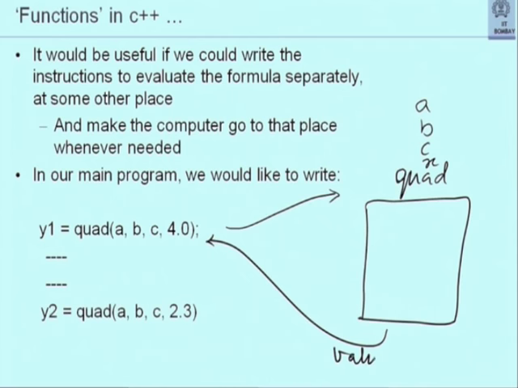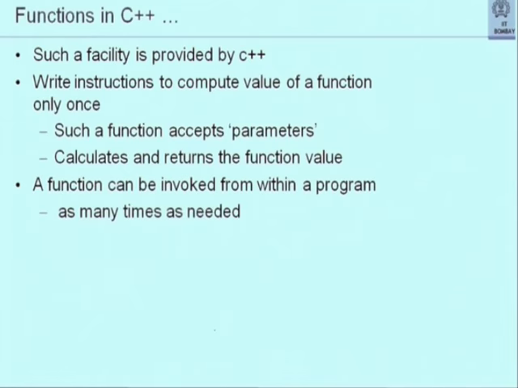Some value. There will be one value which will be written by this one. Next time when I call it again, it will go to the same code and will come back this time with a different value here. Imagine the usefulness of this facility. I can modularize my program. Although the illustration is only for a simple function, we will see that every large piece of software in this world is composed of a large number of such modules.